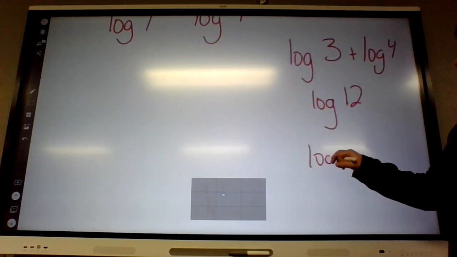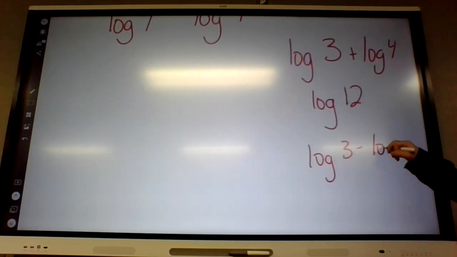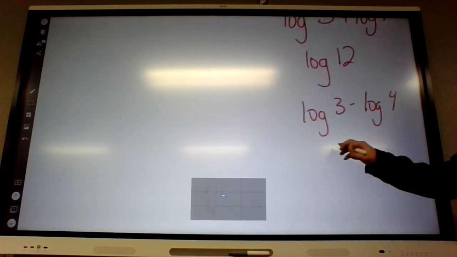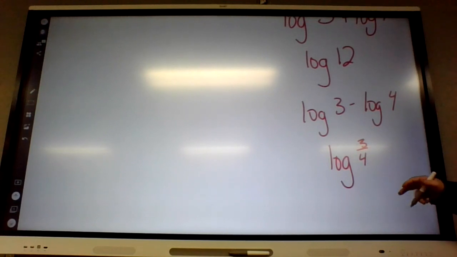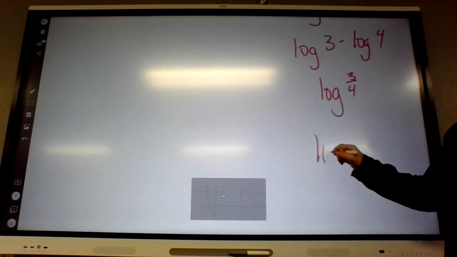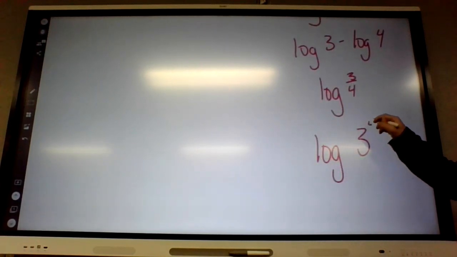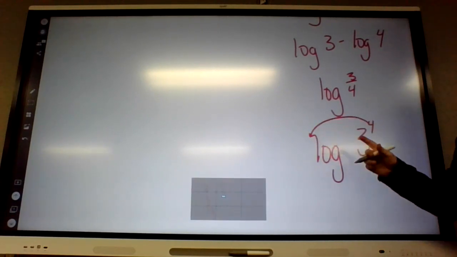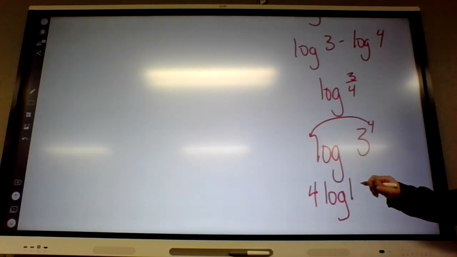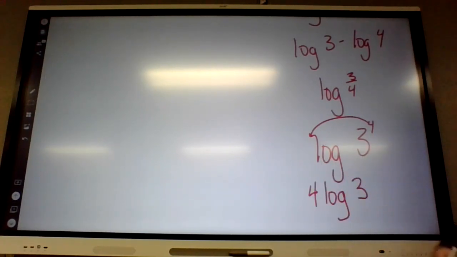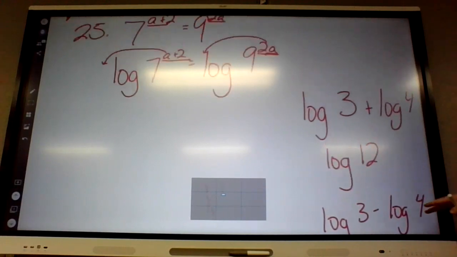So what would log of 3 minus log of 4 equal? Division, so it'd be log of 3/4. And then the other thing we did was log of 3 to the 4th, and you can move the exponent down as a multiplier. So it's 4 times log of 3. All right, got those in your brain? Because at least one of these shows up on all of them.